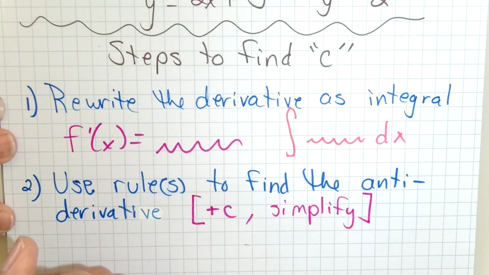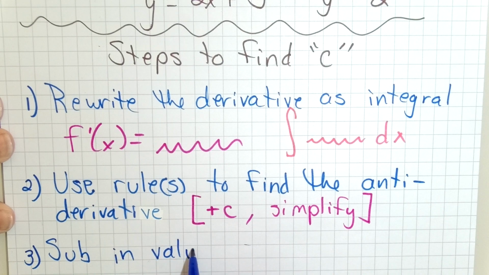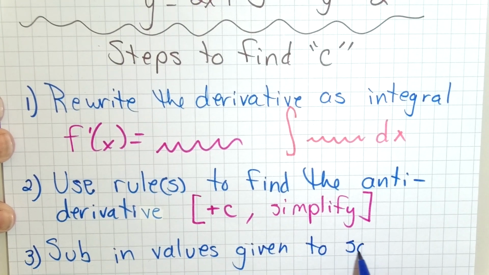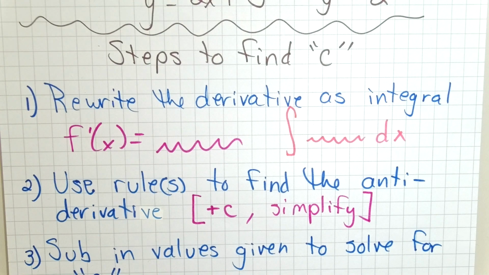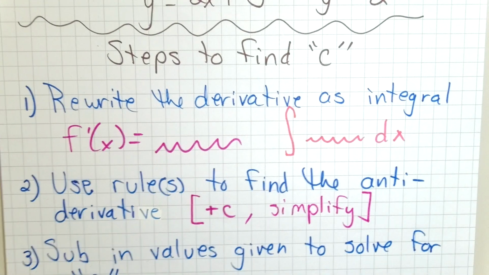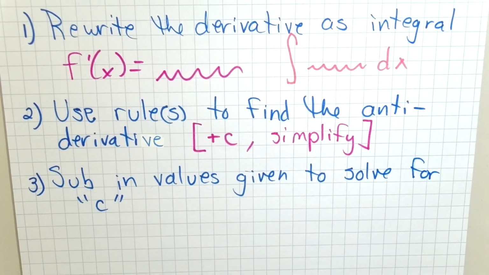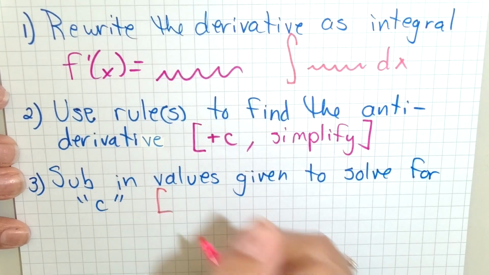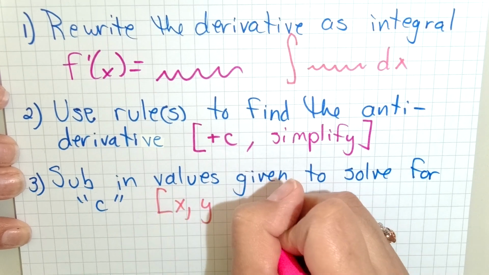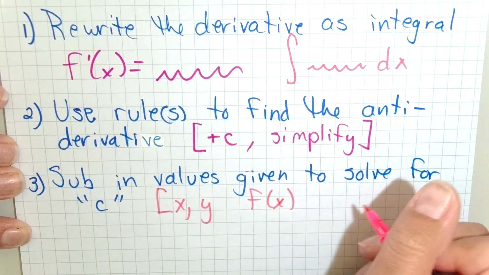Step 3. You're going to substitute in information given, substitute in values given to solve for C. So you're going to be given an X and a Y, or an F of X.